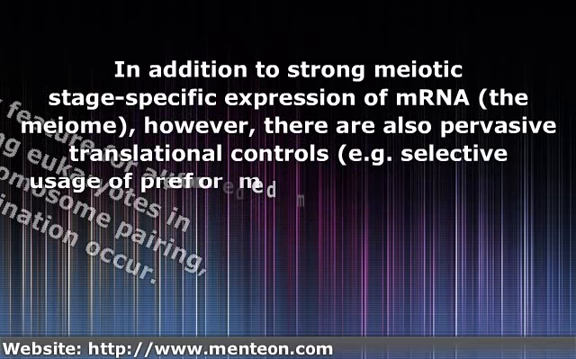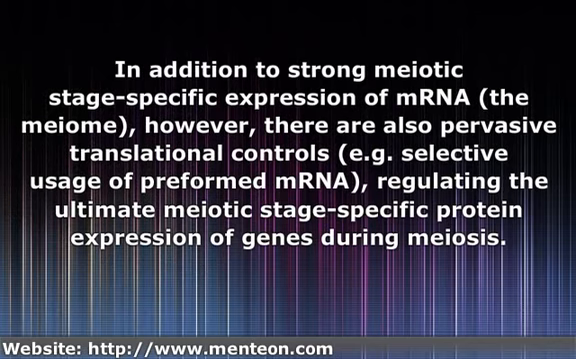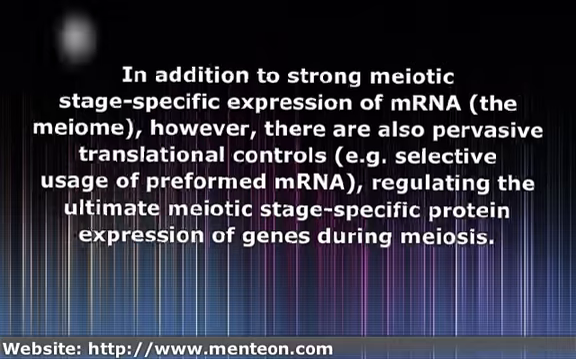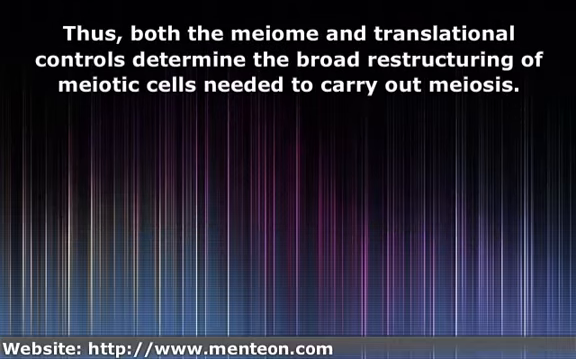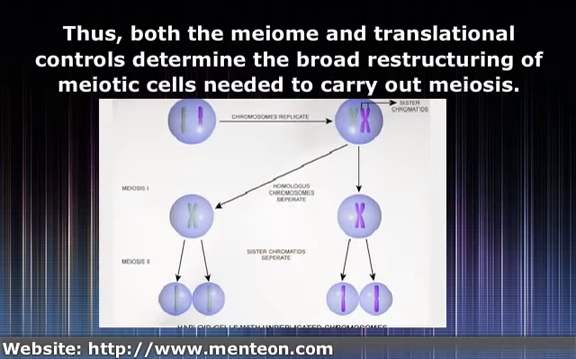In addition to strong meiotic stage-specific expression of mRNA, the meiome, however, there are also pervasive translational controls, for example selective usage of preformed mRNA, regulating the ultimate meiotic stage-specific protein expression of genes during meiosis. Thus, both the meiome and translational controls determine the broad restructuring of meiotic cells needed to carry out meiosis.